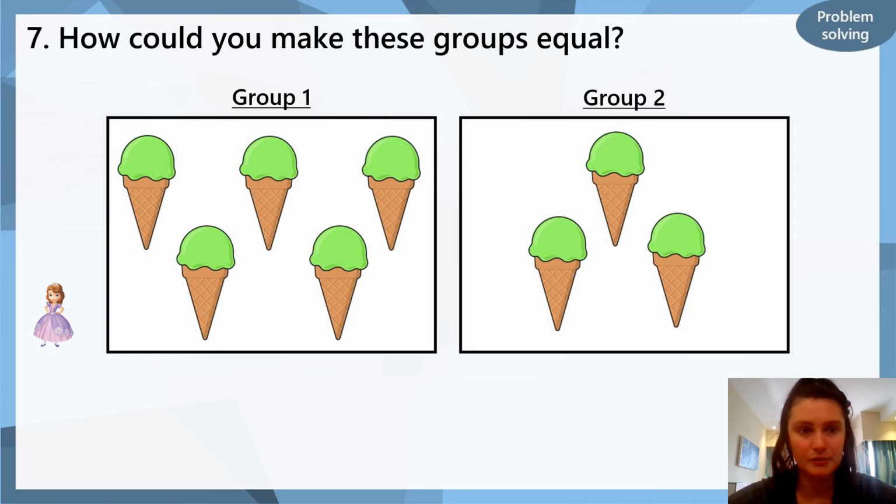Our last question today is question 7. How could you make these groups equal? So we have group 1 and we have group 2. Now these groups are not equal. Group 1 has how many ice creams? That's right, 5. And group 2 has how many ice creams? That's right, 3. They are not equal groups. What would we need to do to make them equal? Would we have to add something? Would we have to take away something? You tell me for question 7.